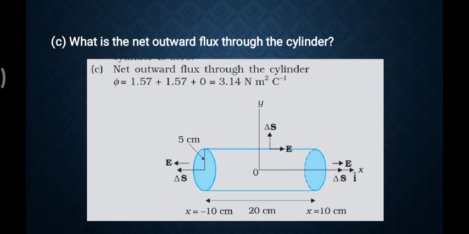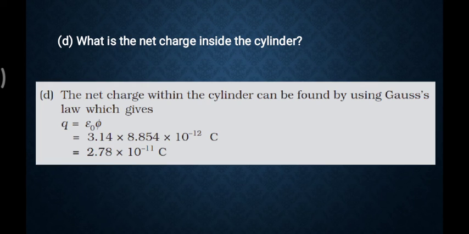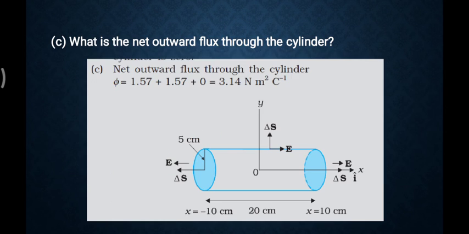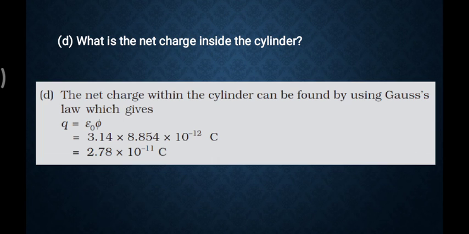Now this much flux, how much charge must be there to generate this much flux? Using Gauss law, phi is equal to q by epsilon 0, so multiplying by epsilon 0, you can find q. The q is equal to epsilon 0 times phi. The phi is 3.14 as we found earlier, and epsilon 0 is 8.854 into 10 to the power minus 12. Then you can find the total charge with the calculator in coulomb. This is what we have for examples number 11 and 12.